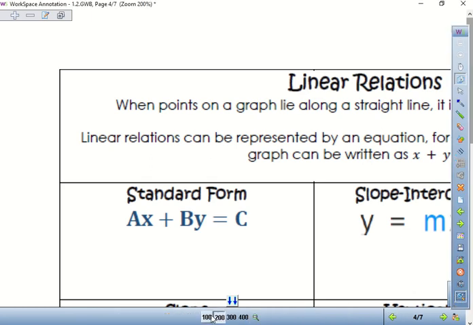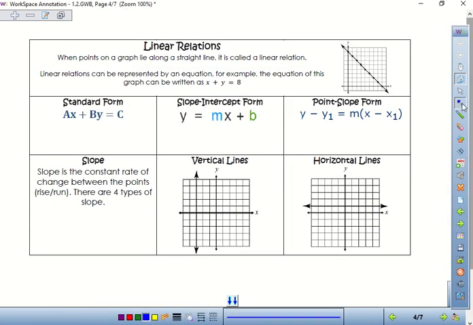So, for the next problem, we're going to talk about linear relationships. Guys, can you stay focused, please? Thank you. So, when points on the graph lie along a straight line, it is called a linear relation. Linear relations can be represented by an equation. For example, this equation in this graph can be written as x plus y is equal to 8.